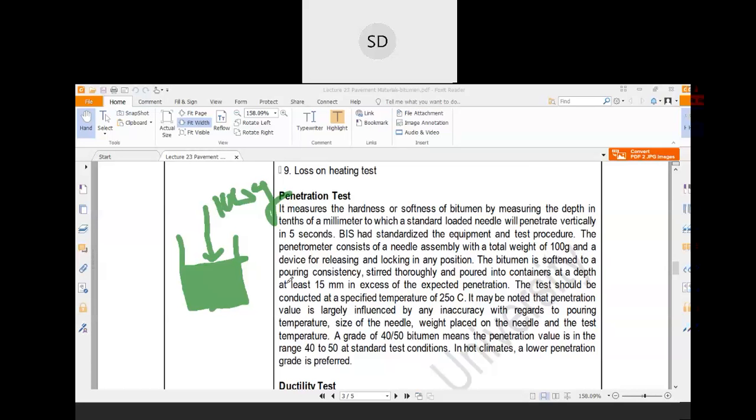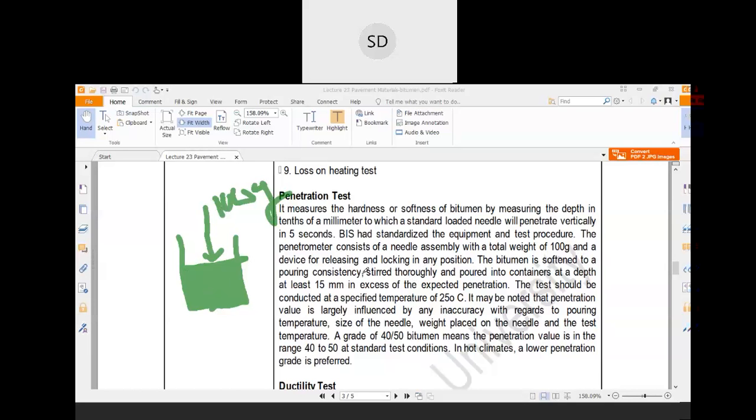For example, suppose the penetration value of a bitumen content is 45. In that case, 45 millimeter, we will say that the bitumen is of grade 40 to 50. So these are the different types of grade, like 40 to 50 grade, 50 to 60 grade, 70 to 80 grade, 90 to 100 grade, like that.